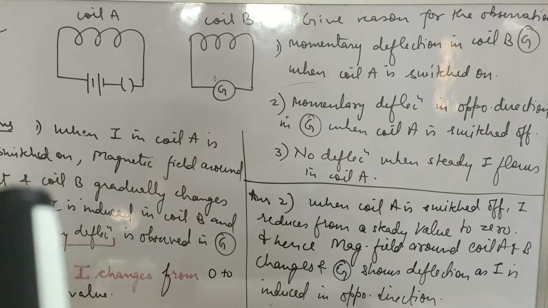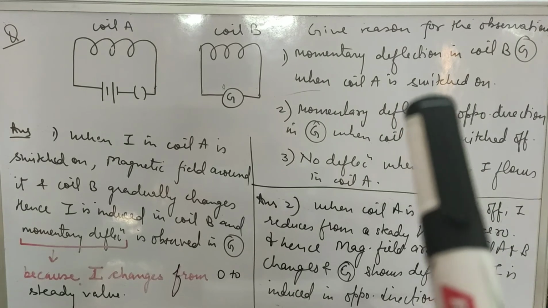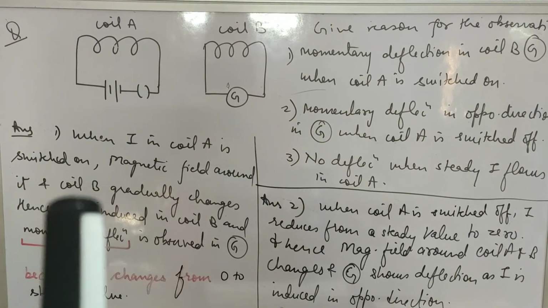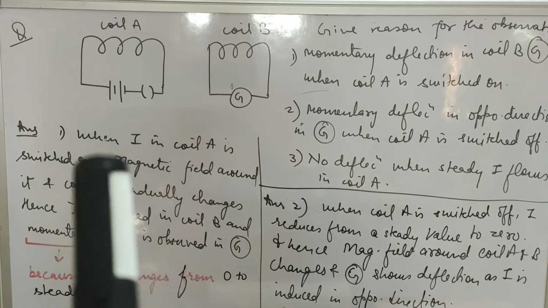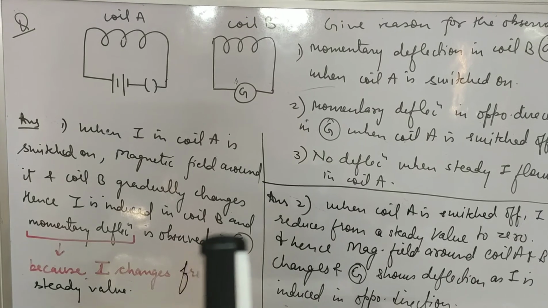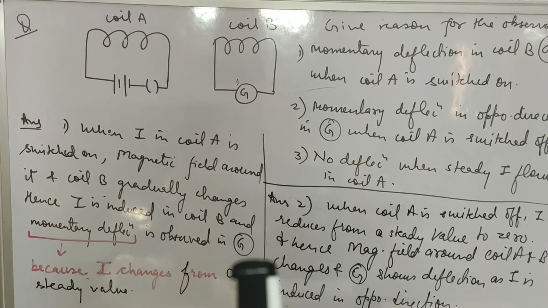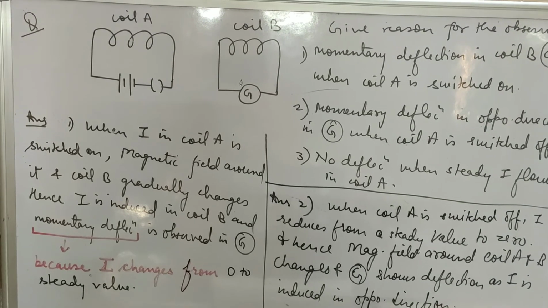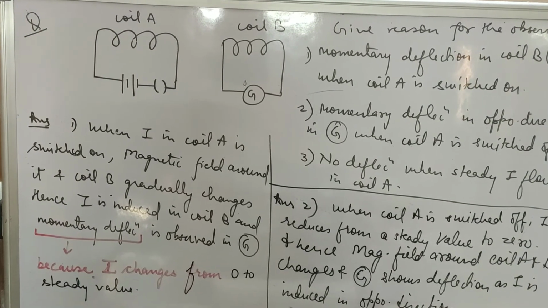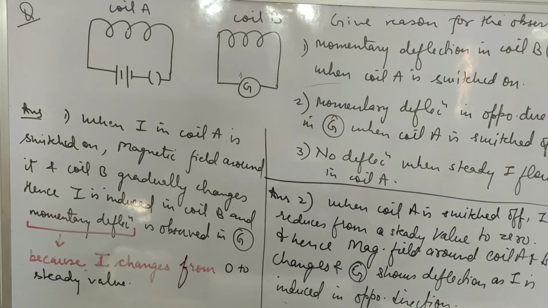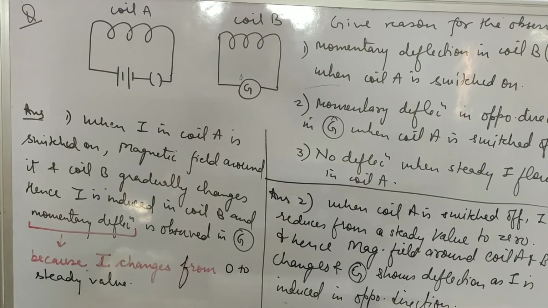So how will you write the answer is, फर्स्ट केस में पूछा है मोमेंटरी डिफ्लेक्शन हो रही है कॉइल बी में व्हेन कॉइल ए इज स्विच्ड ऑन. सो व्हेन कॉइल ए इज स्विच्ड ऑन, मैग्नेटिक फील्ड अराउंड इट एंड कॉइल बी दोनों के अराउंड मैग्नेटिक फील्ड विल चेंज ग्रेजुअली, हेंस करंट इज इंड्यूस्ड इन कॉइल बी एंड मोमेंटरी डिफ्लेक्शन इज ऑब्जर्व्ड इन द गैल्वेनोमीटर. मोमेंटरी डिफ्लेक्शन का रीजन बताया हमने, बिकॉज करंट कॉइल ए को जब आप टर्न ऑन करोगे तो करंट जीरो से स्टडी वैल्यू लेने में कुछ टाइम लेगा. ड्यूरिंग दैट टाइम कॉइल बी में करंट इंड्यूस होगा क्योंकि वहाँ मैग्नेटिक फील्ड चेंज हो रही है.